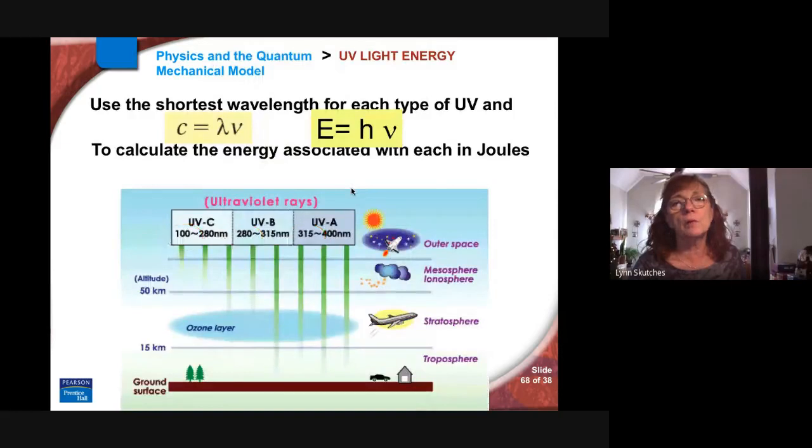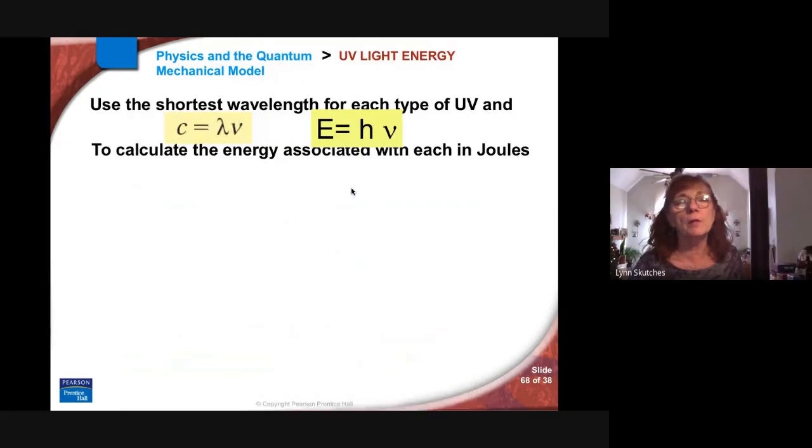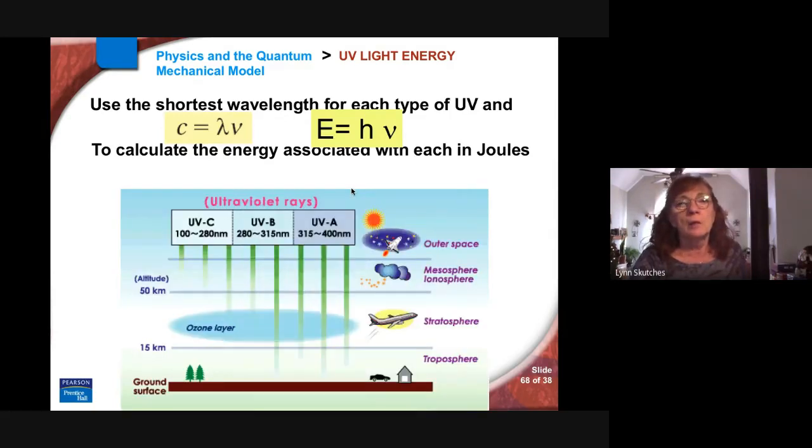Show you guys these tomorrow. All right, so here's what we're going to do. We're going to use those two equations. I don't have the constant values listed on the slide, but hopefully you have them written down somewhere from Tuesday. This is a representation of the three different subdivisions or categories of ultraviolet radiation. There's a range, 100 to 280, 280 to 315, 315 to 400.